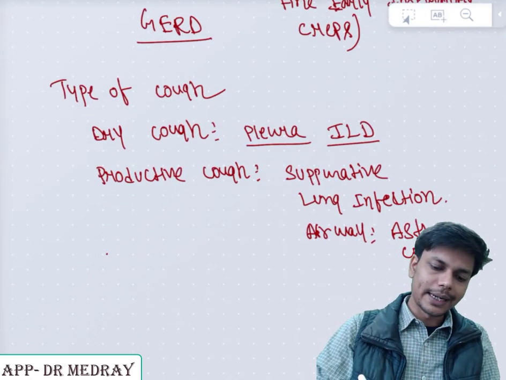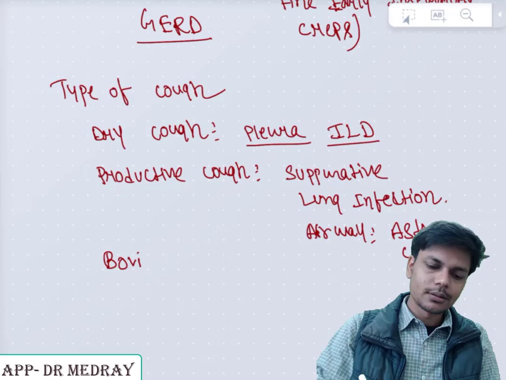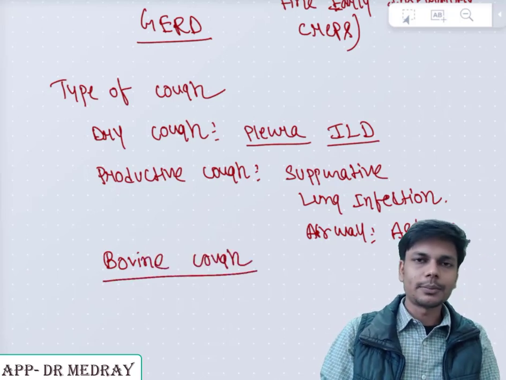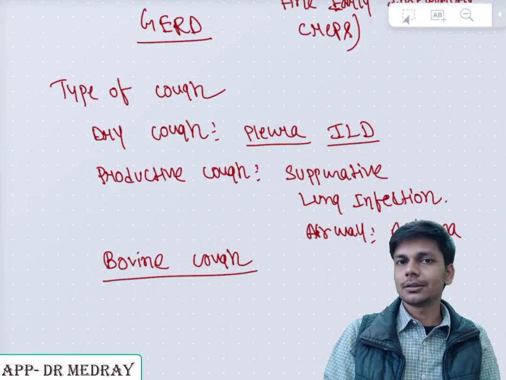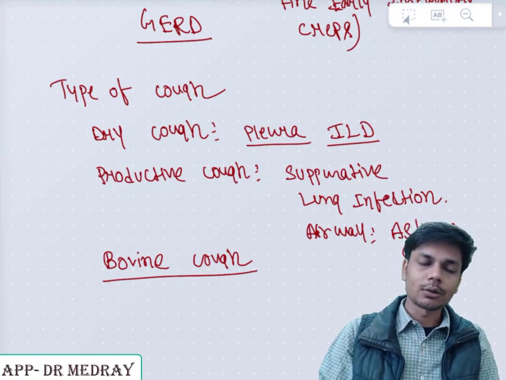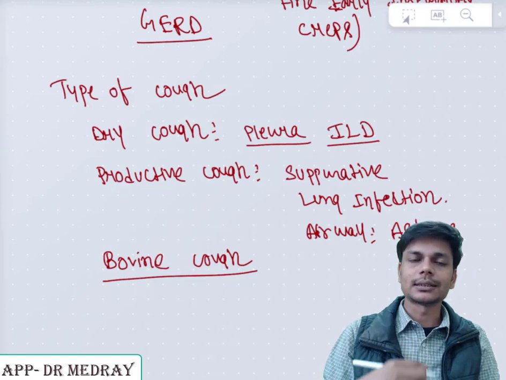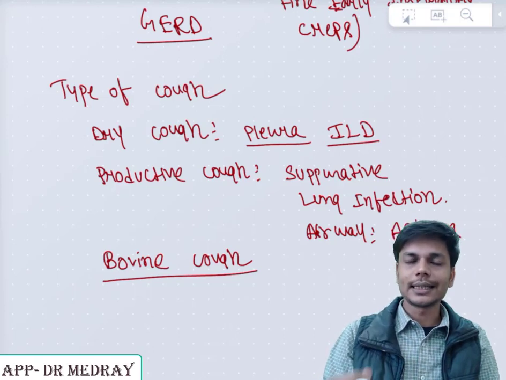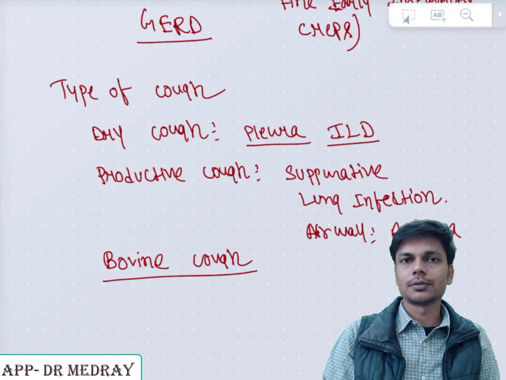The cough can be bovine in nature. What is bovine cough? Normally, I told you that the phase of cough is usually the inspiration followed by a forceful expiration against the closed glottis. So the glottis should be closed to produce the sound of the cough. The sudden opening of the glottis because of forceful expiration produces the sound.